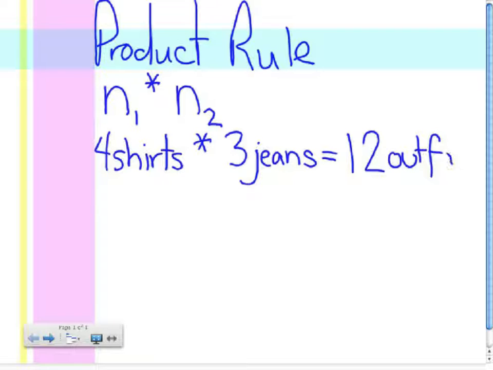So it's pretty straightforward, and we can look at a little bit more complex of an example. Let's say that the chairs of a big auditorium are to be labeled, and we want to label them with an uppercase English letter, followed by a positive integer no greater than 100. We want to know the largest number of chairs that can be labeled differently.